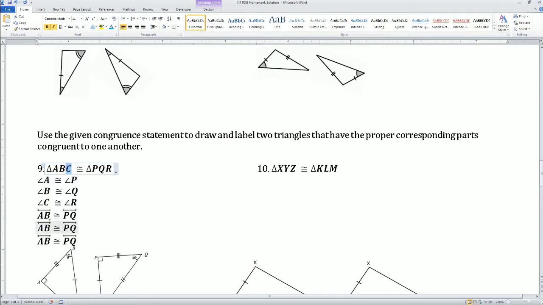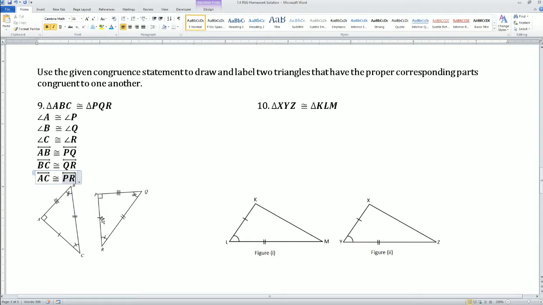Then we could take the second two, BC. BC is equal to QR. And I could do first and last, which is AC, is equal to PR. Alright, looking at the image, that is correct. Alright?